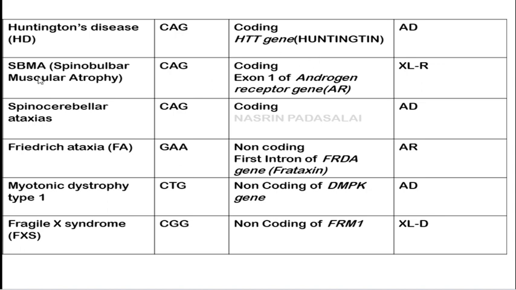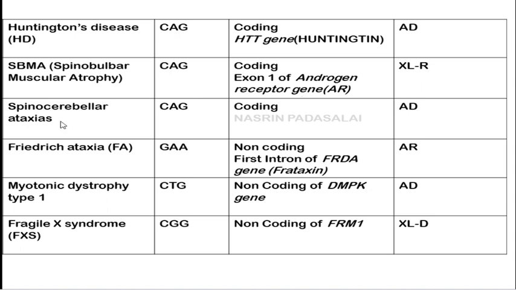Next is SBMA, that is spinobulbar muscular atrophy. The repeat region includes CAG. So for Huntington disease, spinobulbar muscular atrophy, and spinocerebellar ataxia, the repeat sequence is the same, that is CAG. All three diseases are classified as type 1 repeat disorders because CAG codes for glutamine. They are also called polyglutamine diseases. For spinobulbar muscular atrophy, the CAG repeat sequence is present in the coding region, in exon 1 of the androgen receptor gene.